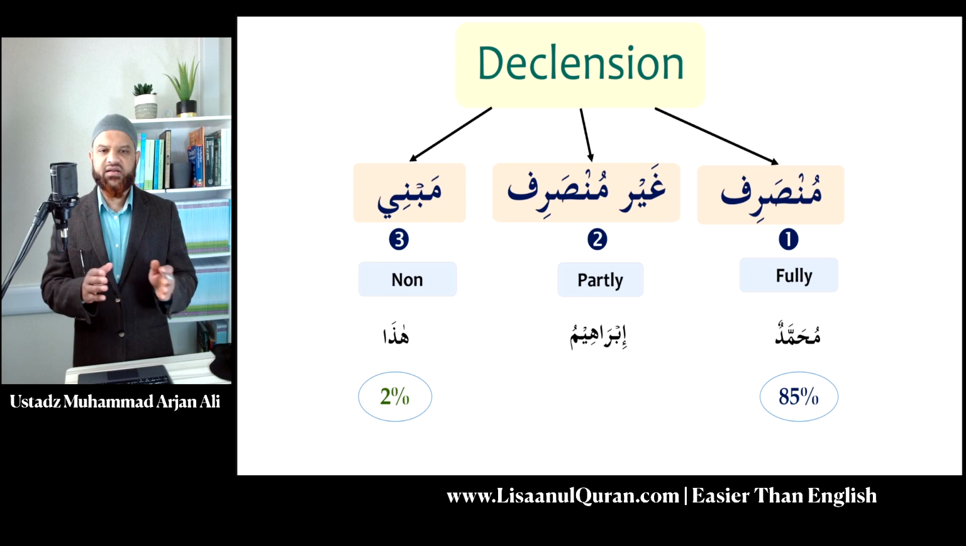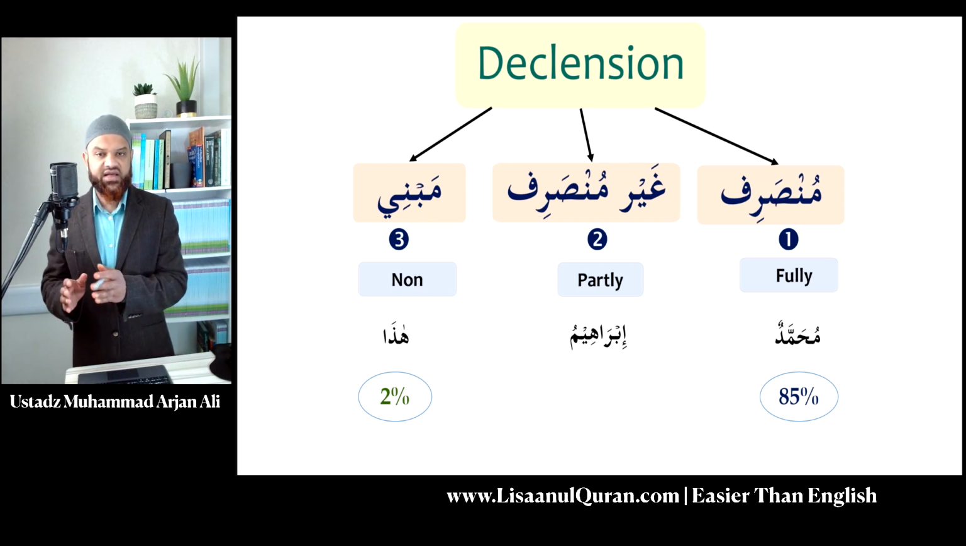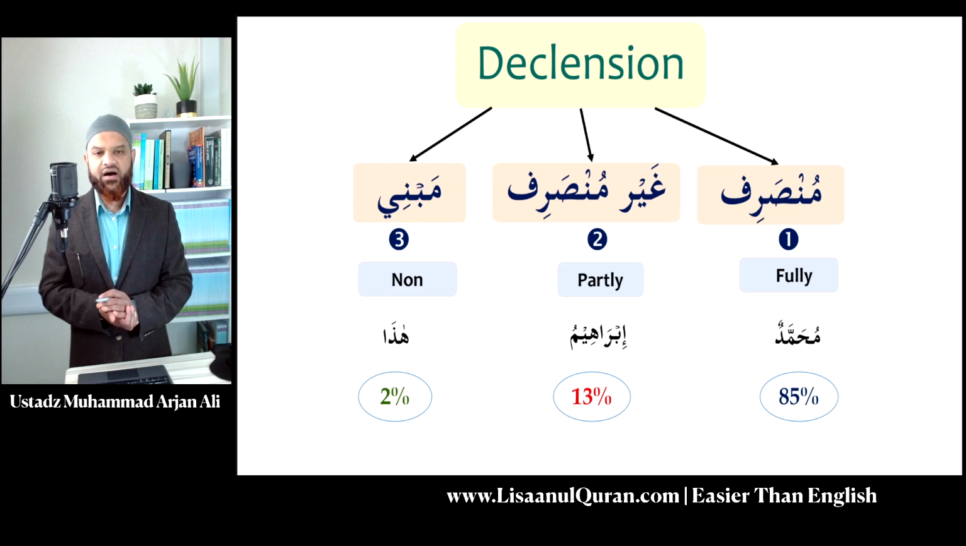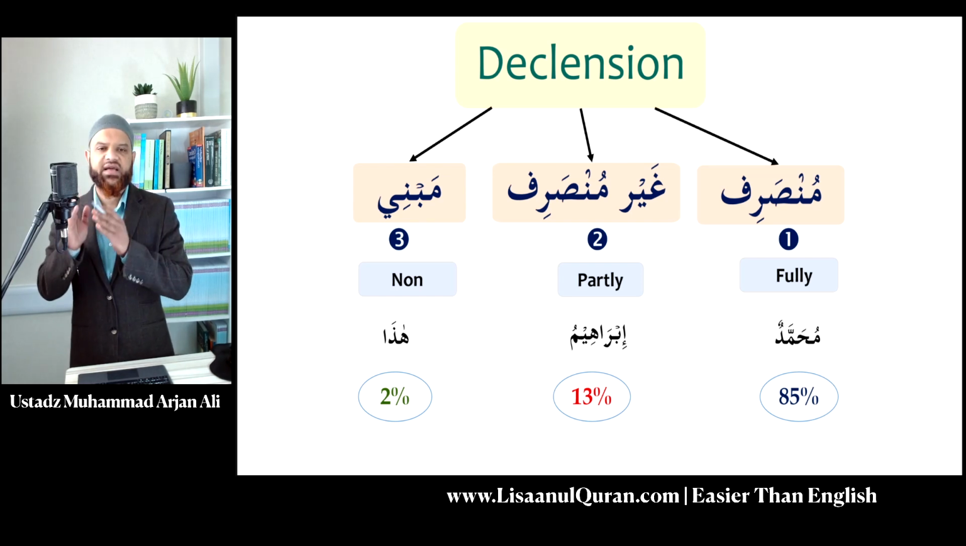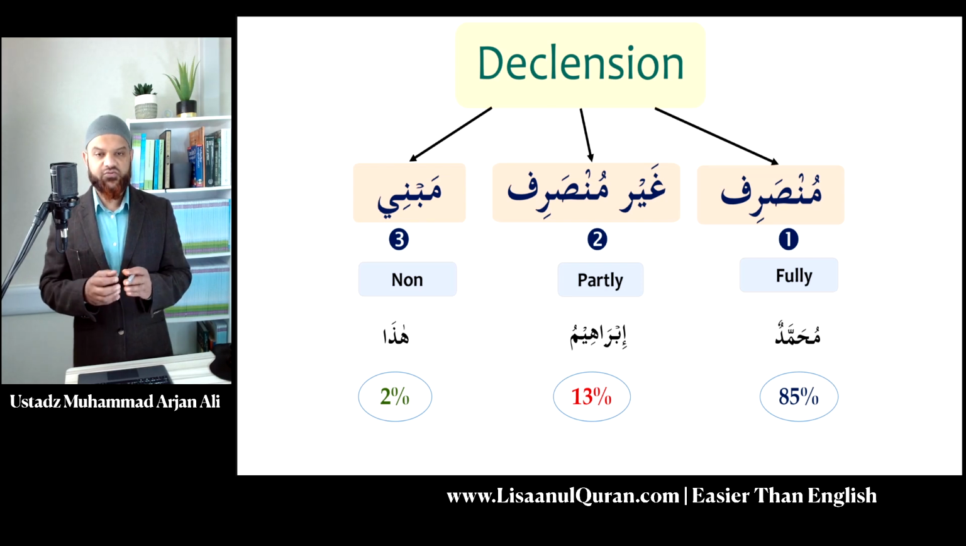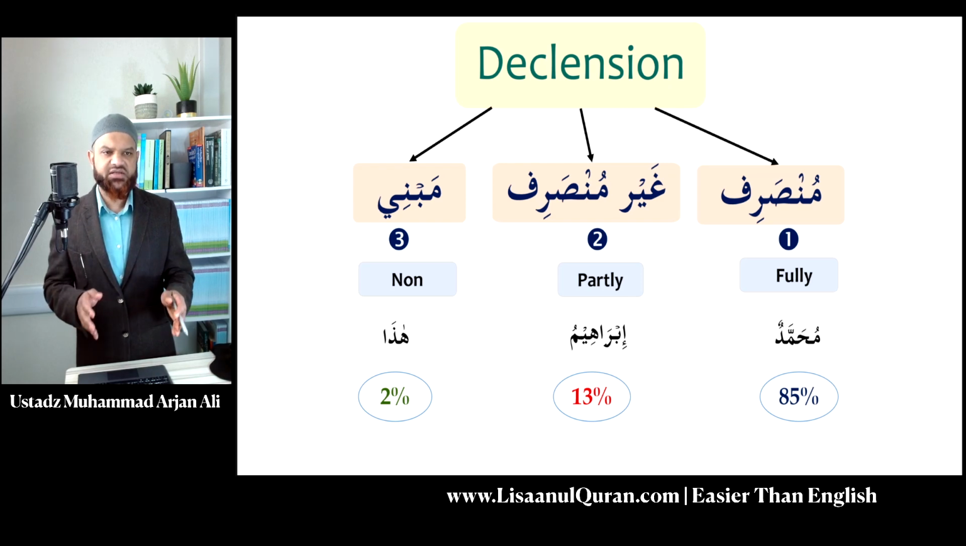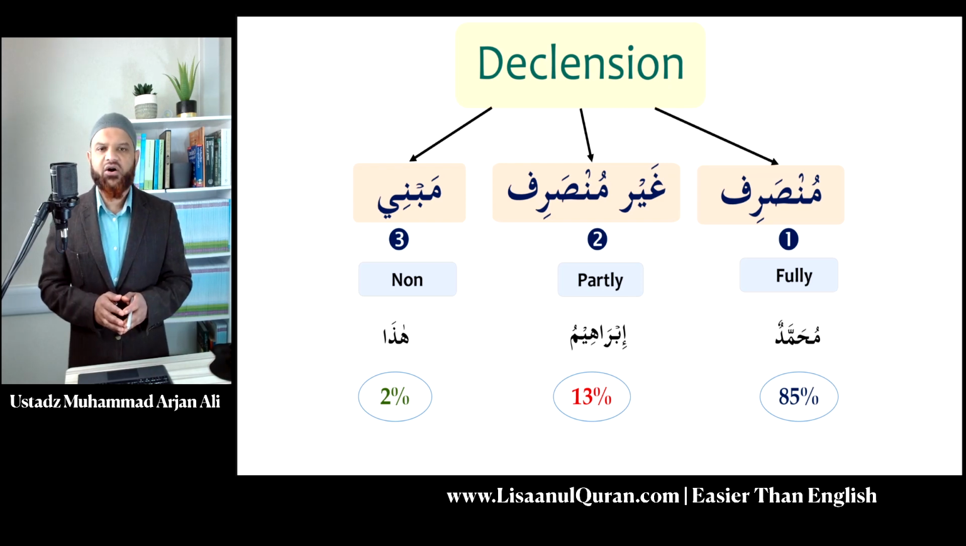So in the rafa, nasab and jar, there'll be hada, hada, hada. That remains, of course, the 13%, and they are partly declining. What do I mean by that? They don't have 3 different endings. They only have 2. So for example, you will see Ibrahimu, rafa, Ibrahima, nasab, Ibrahima, jar. And that is why they call it partly declining. We're going to go through all 3 categories. We're going to spend a little bit more time on number 2 because that is something completely new to you and you do need to take a grip of that.